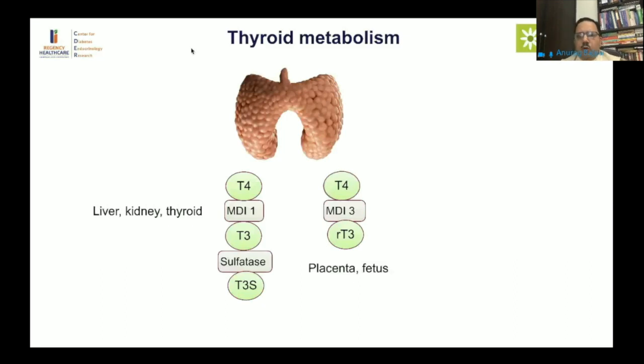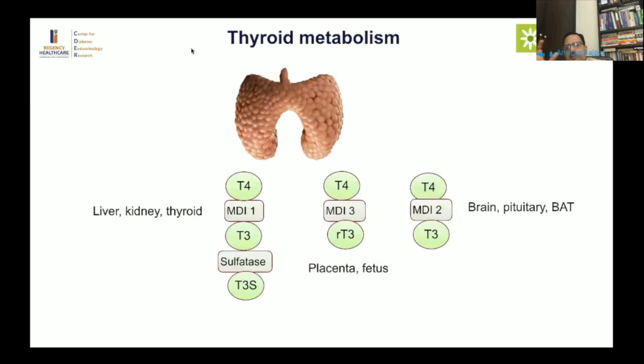There is another very important conversion enzyme which happens to be MDI2, which converts T4 to T3, but this is largely there in the key areas of brain, pituitary and the brown adipose tissue. So in situations where there is less amount of thyroid hormone, this MDI2 will be activated and you will spare the brain activity. Understanding this whole mix of thyroid metabolism is very important because it has got clinical implications in this perspective.